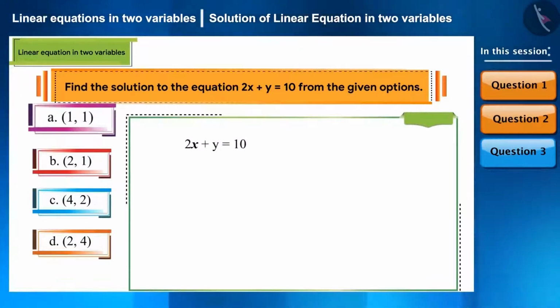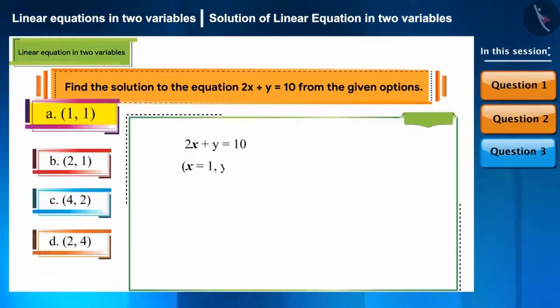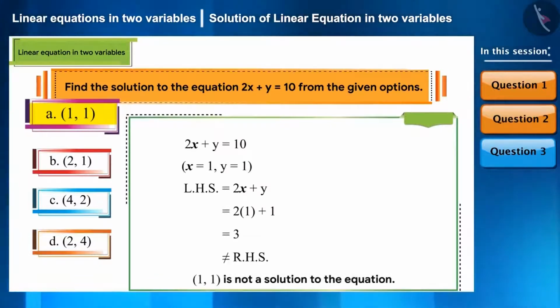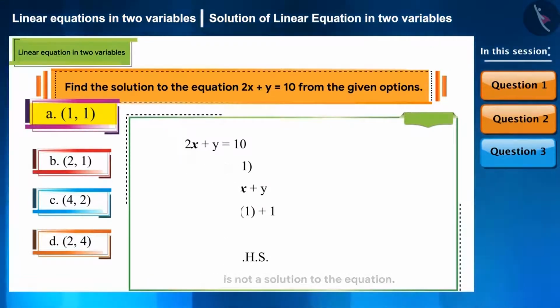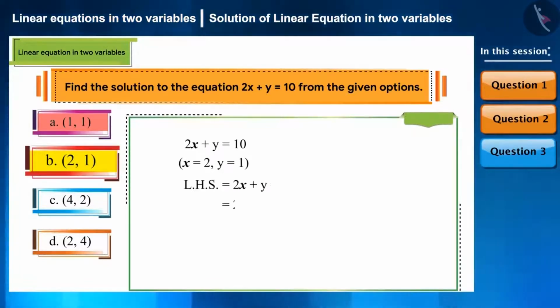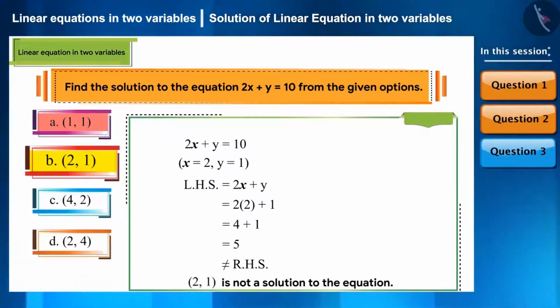Let's see the first option. Here, the value of both x and y is 1. Substituting x is equal to 1 and y is equal to 1 in the equation gives the value of the equation as 3, which is not equal to 10. Hence, (1, 1) is not a solution to this equation. Now, let's test the second option, (2, 1). Here, the value of x is 2 and the value of y is 1. Substituting it in the equation, we get 5. Therefore, this option is also not a solution to the equation.